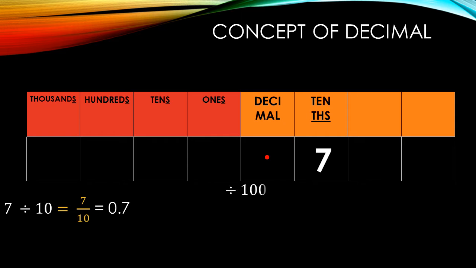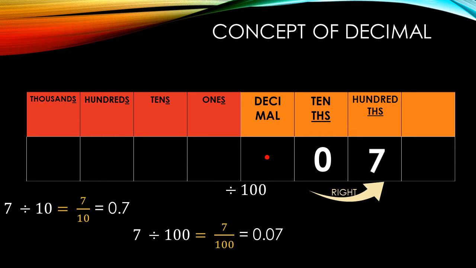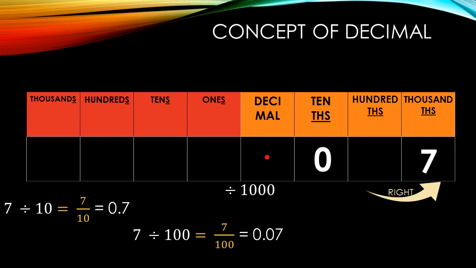If we divide 7 by 100, we observe that 7 jumps one more column to the right. So we add one more column called hundredths in the place value chart, and we read it as 0.07. And if we divide 7 by 1000, we observe that 7 jumps one more column to the right, to the thousandths place in the place value chart, and we read it as 0.007.